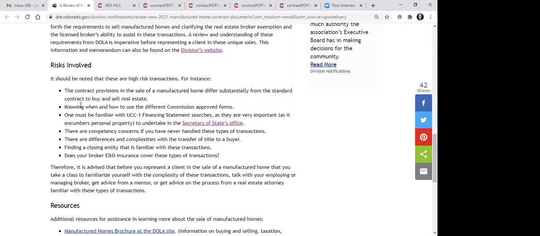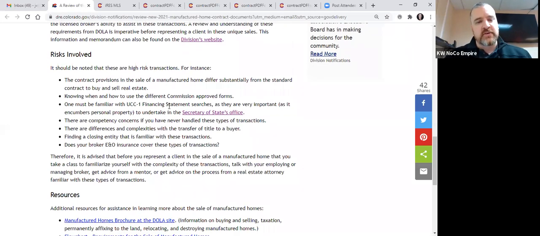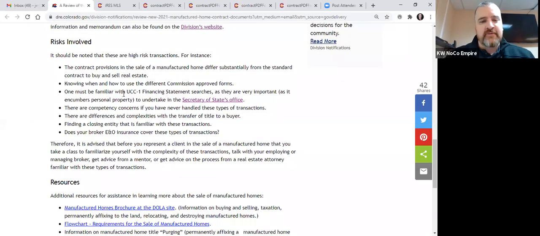Okay. It's important to know when and how to use the different forms. And so we'll talk about 4 forms today. We'll get to those. You have to be familiar with the UCC and the financing statement searches that are associated with it.